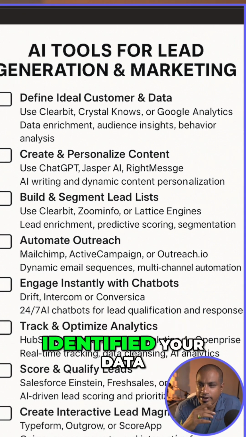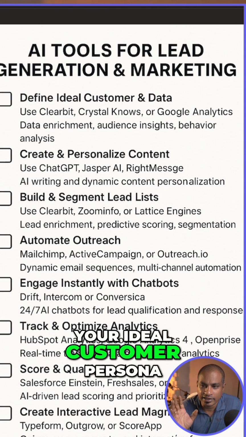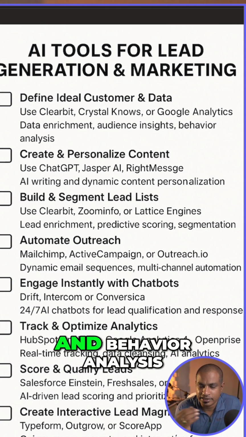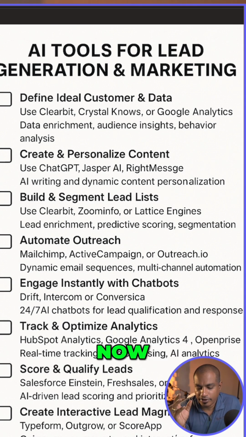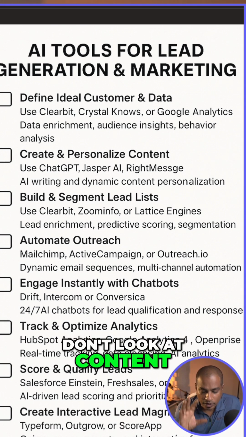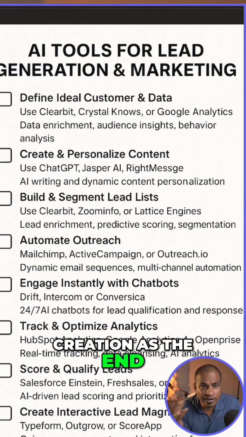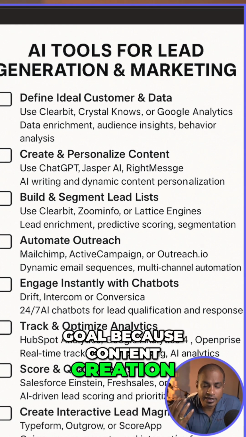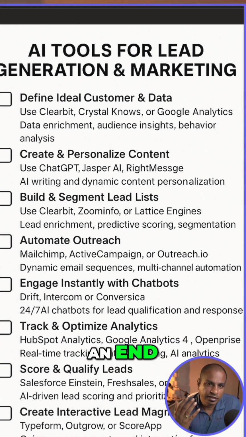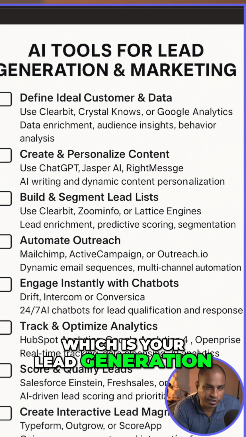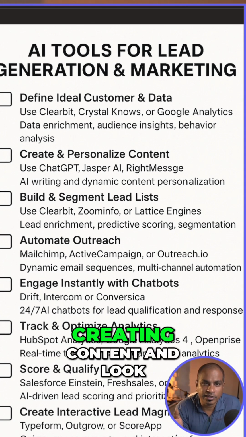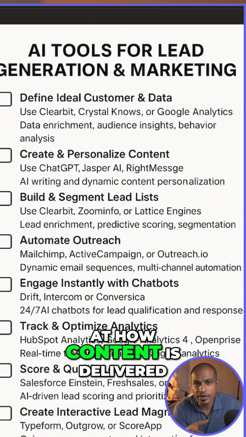Now, once you have identified your data, your ideal customer persona, your audience insights and behavior analysis, then you need to go ahead and create content. Don't look at content creation as the end goal, because content creation is the means to an end. You need content creation to achieve something, which is your lead generation. So stop obsessing about creating content and look at how content is delivered.